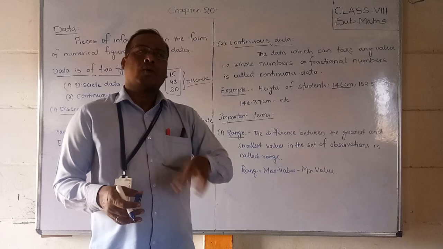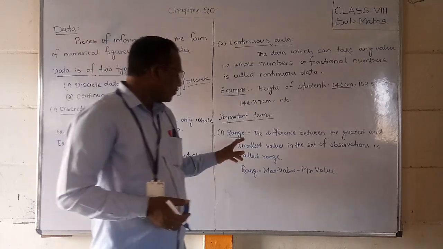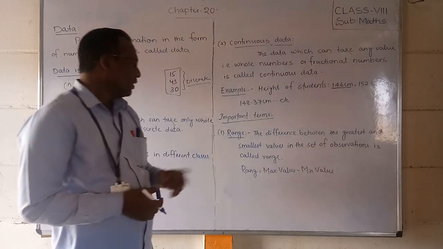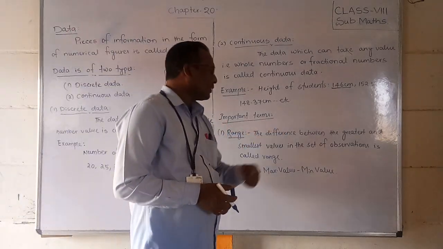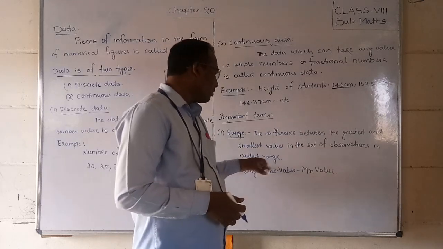Next, some important terms related to data handling, frequency distribution and bar graphs. We will discuss the related terms first. First of all is the range. What do you mean by range? The difference between the greatest and smallest values in a set of observations is called the range.